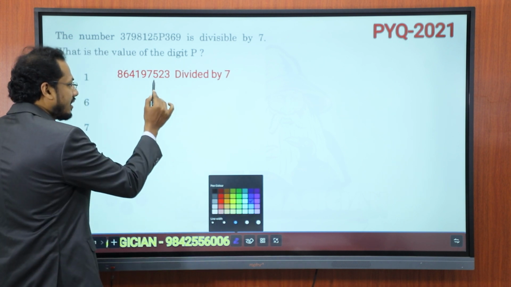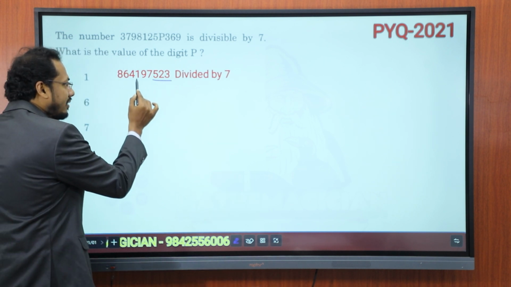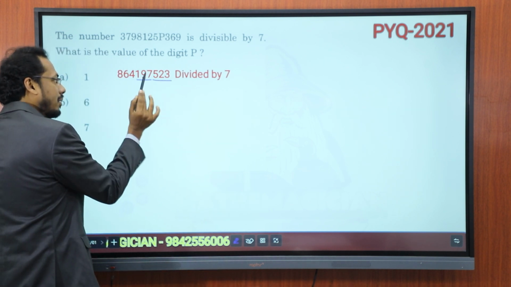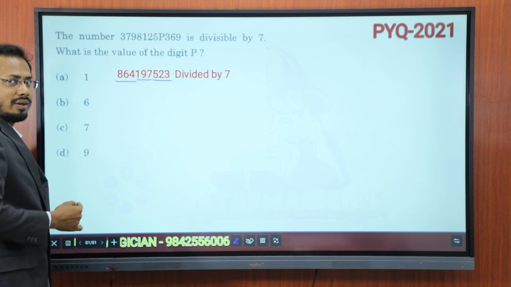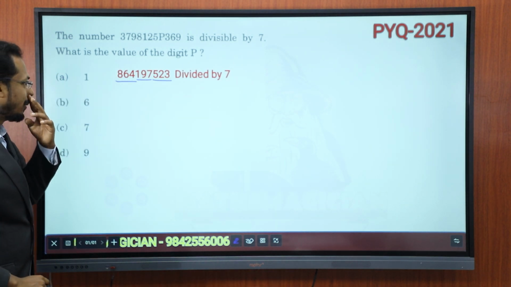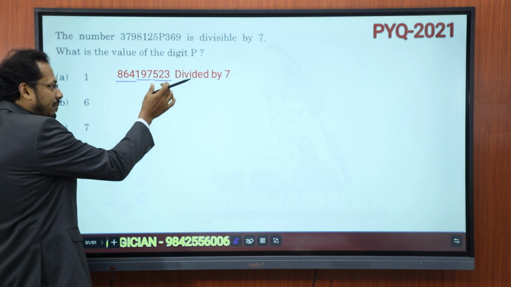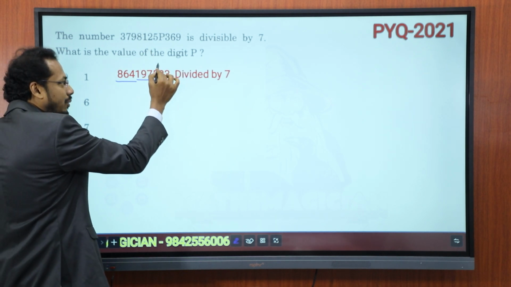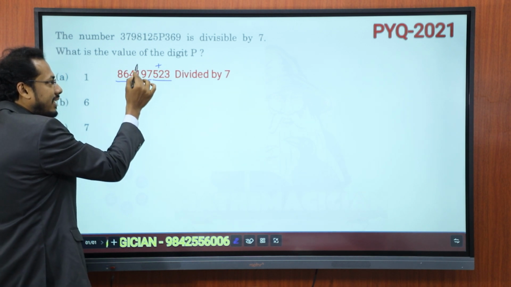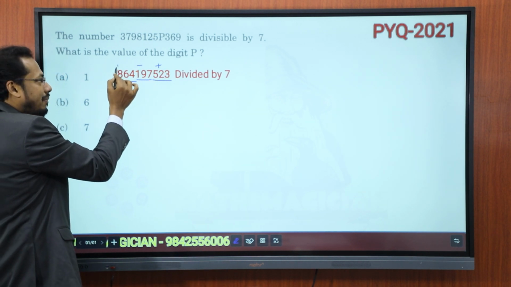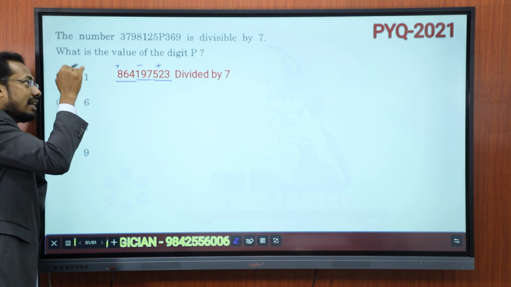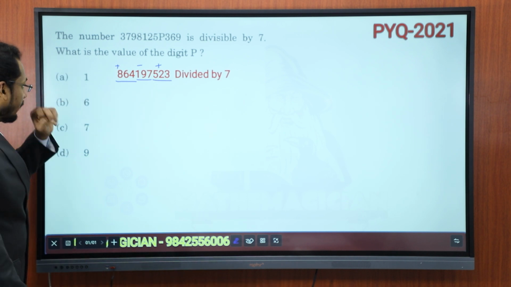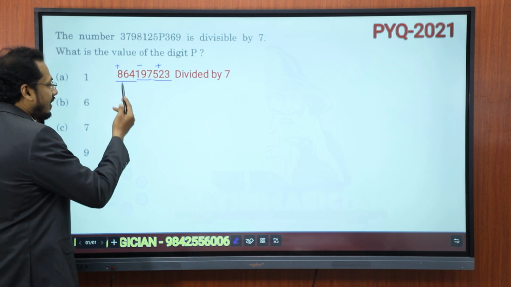See, from the last 3 digits, then the next 3 digits, then the remaining 3 or 2 or 1 digits, whatever it is. From the last only we need to take. The first set starts with plus, the next set starts with minus, and the next set plus. If we had another set, again minus. Now look at this. Take this number.